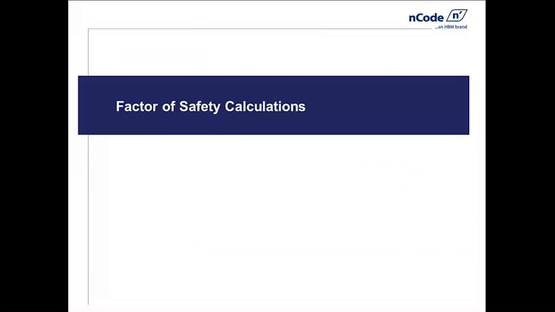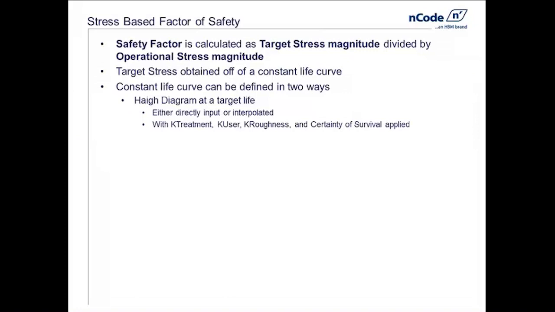What I want to do is start out looking at factors of safety, and the stress-based factor of safety capability is new in our 9.1. It literally is nothing more than looking at some target stress magnitude divided by an operational stress or a cycle stress magnitude. The target stress is obtained on a constant life curve.